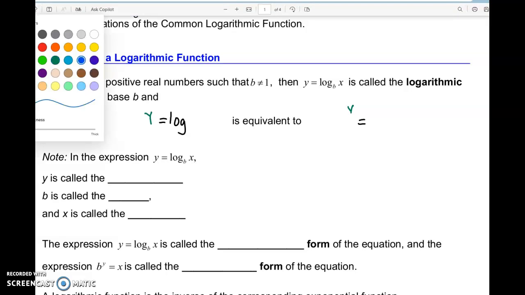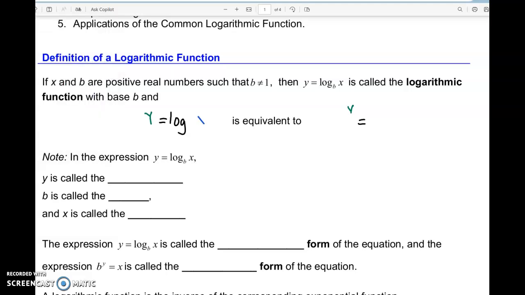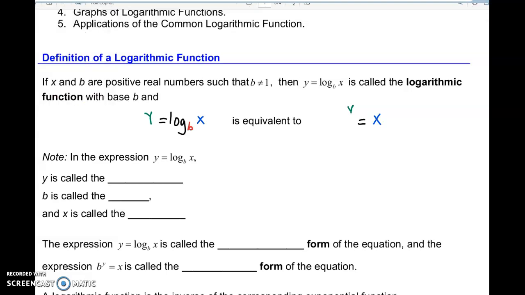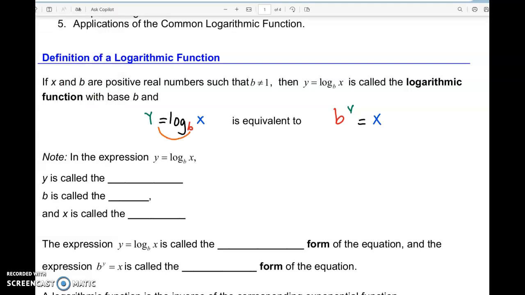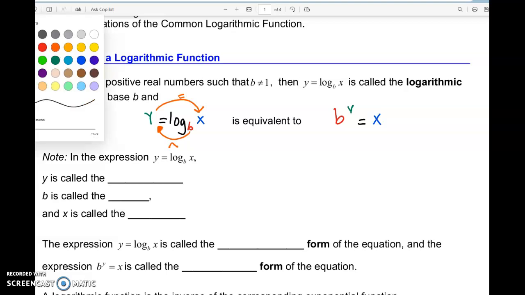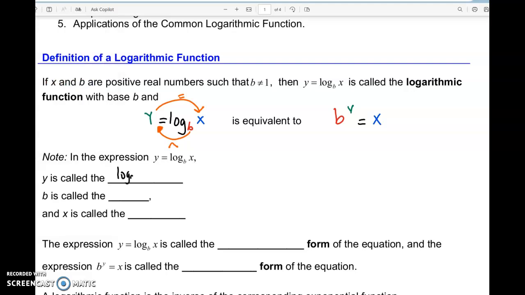So if you have y equals log base b of x, it is equivalent to the base raised to the y power is equal to x. So these are two equivalent statements. When you see this, I want you to think, okay, this is base b. I can rewrite it in exponential form by taking the base, raising it to the y power, and setting it equal to the argument. So in a logarithmic expression, y is called the logarithm, b is called the base, and x is called the argument.